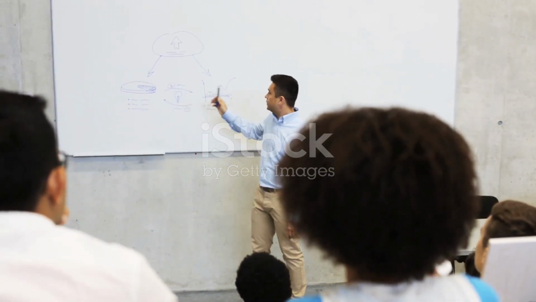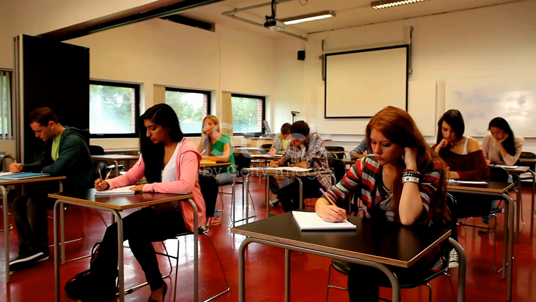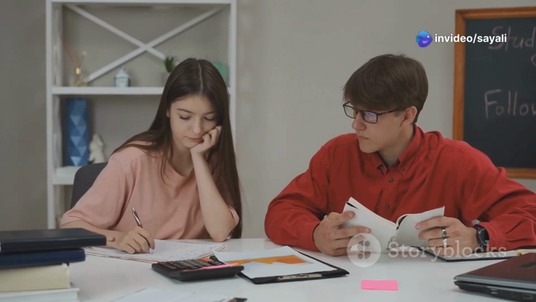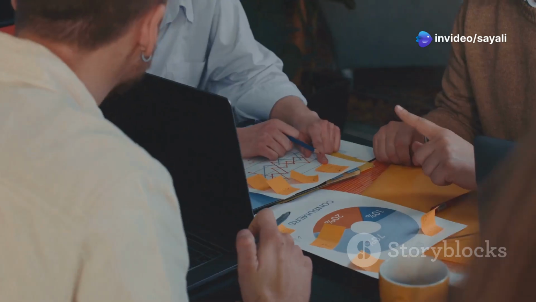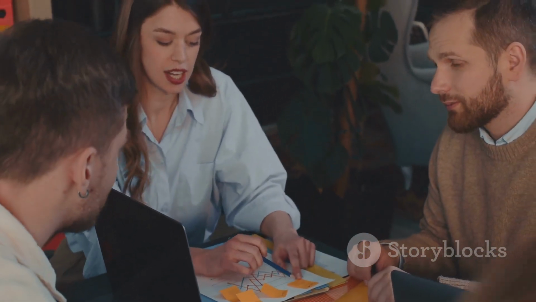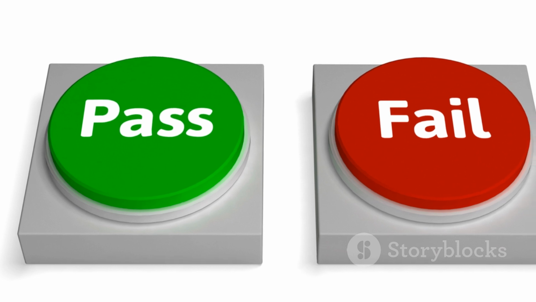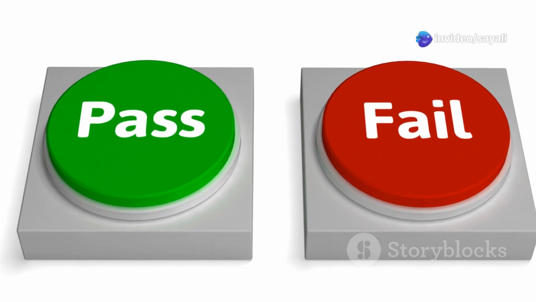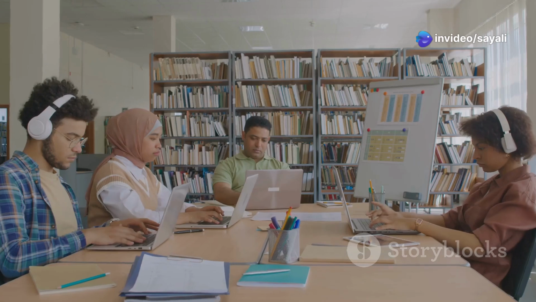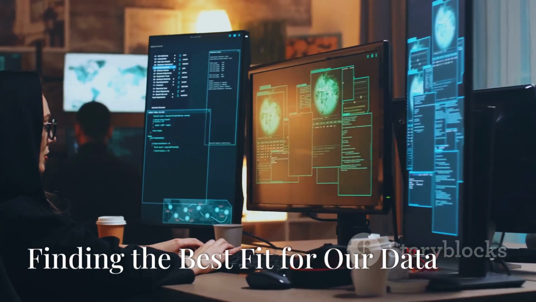Section 5. A practical example. Predicting student success. Let's revisit our student exam example. We have data on students' study hours and whether they passed or failed the exam. We can use logistic regression to predict the probability of a new student passing based on their study hours. The model will learn a decision boundary that separates students who are likely to pass from those who are likely to fail. This information can help students understand their chances of success and adjust their study habits accordingly.